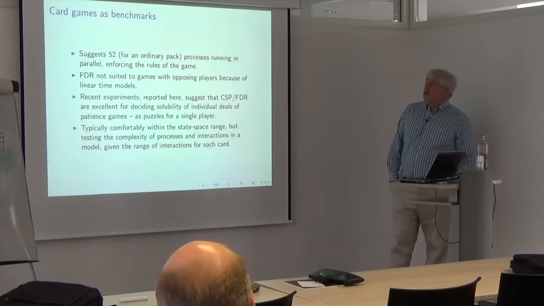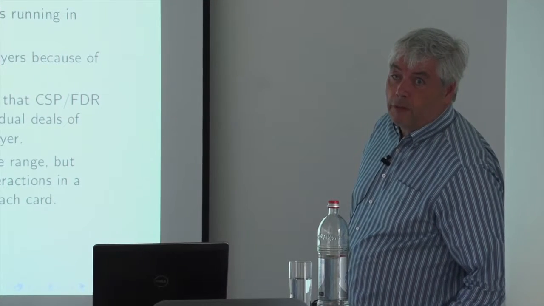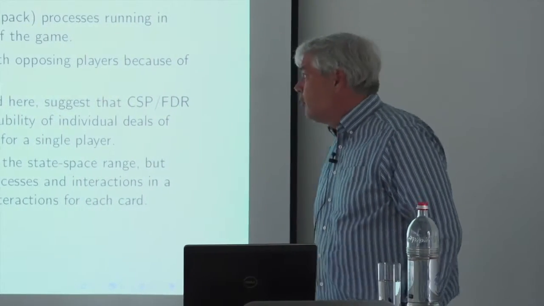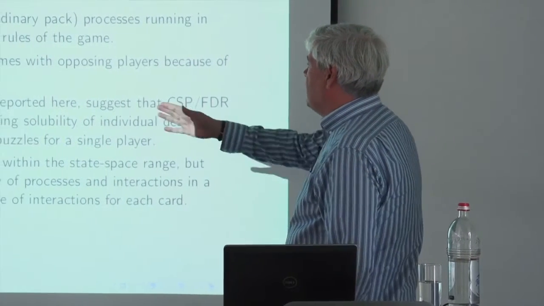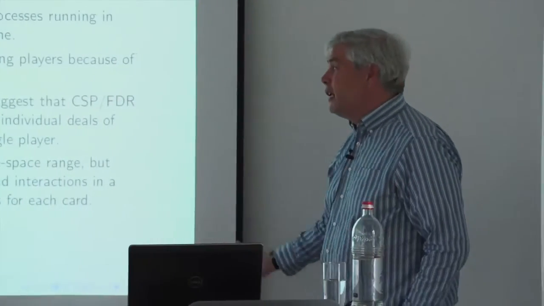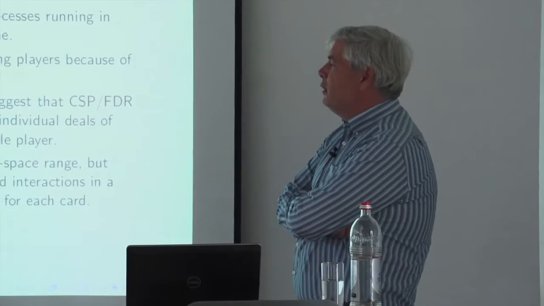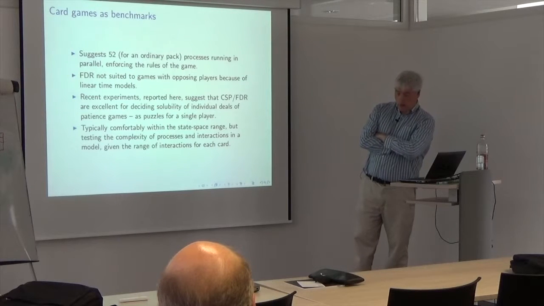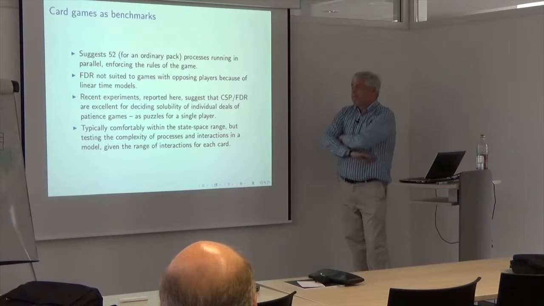As I said before, FDR is not suited to games with opposing players because of the use of linear time models, so we've got to restrict to single-player games. In other words, games of solitaire or patience, as different people call them: individual game deals of patience or solitaire games as puzzles for a single player. And we're going to see a few of these games in a minute. Of the ones I've tried, typical deals are usually comfortably within the state space range of FDR, rarely more than 1 billion, as long as they're modeled sensibly.